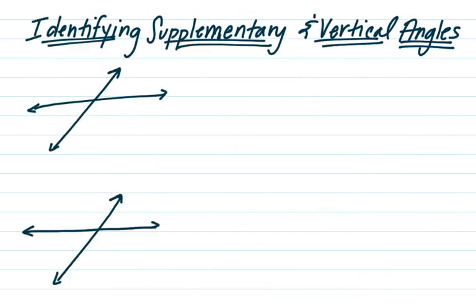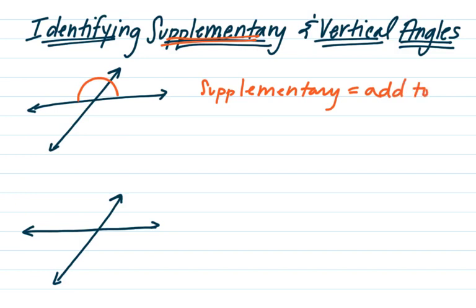First of all, we're going to talk about supplementary and vertical angles. First thing, supplementary angles. We should know this from previous videos. Supplementary angles are angles that are next to each other, and they add to 180. Supplementary, they add to 180, and they are next to each other on a line.